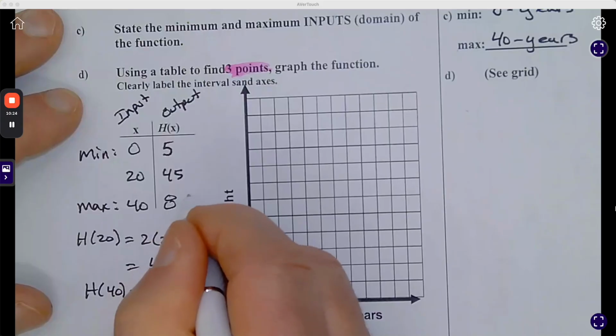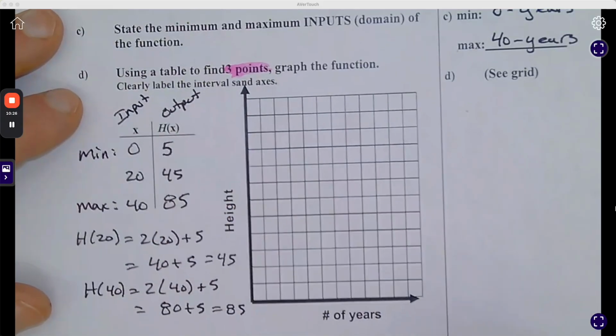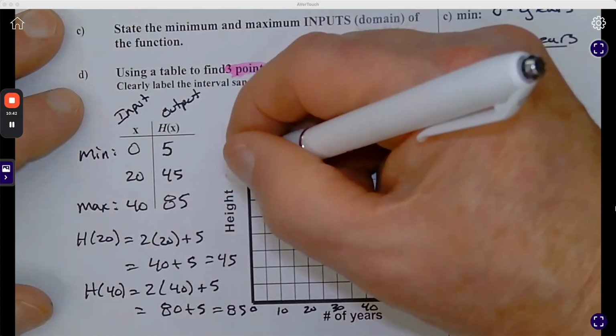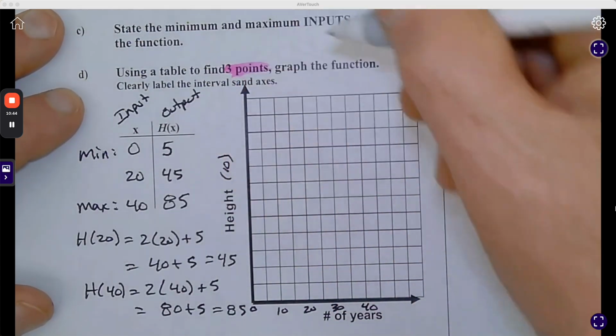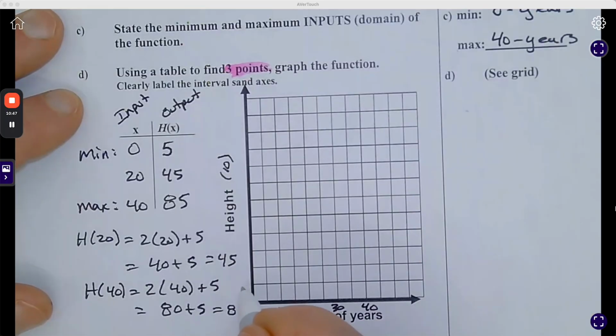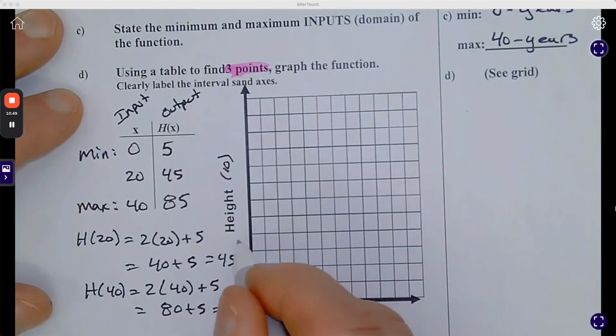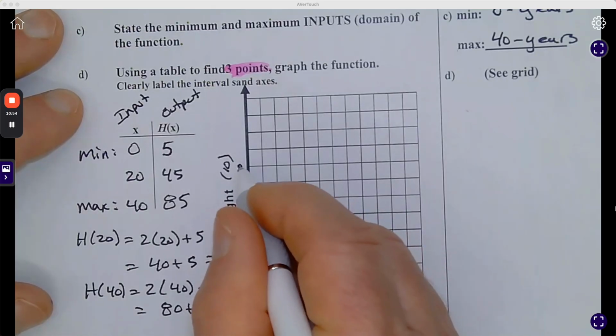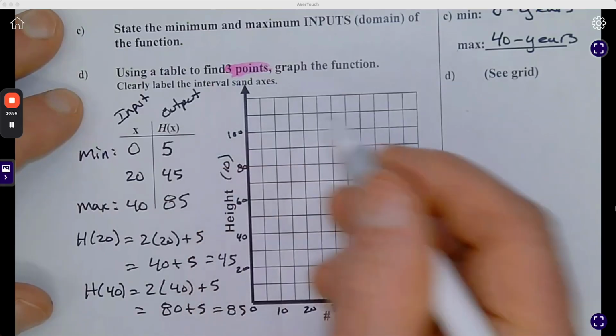All right, let's do it. Okay, 40 years. I'm going to do increments of 5. So 0, 5, 10, 15, 20, 25, 30, 35, 40. Boom. I did more than halfway. That's what I like to do. Height's got to go to 85, so I'm going to do increments of 10. So 0, 10, 20, 30, 40, 50, 60, 70, 80, 90, 100.